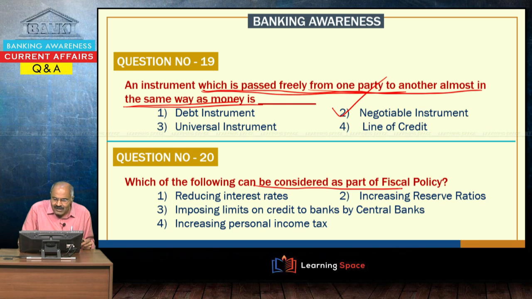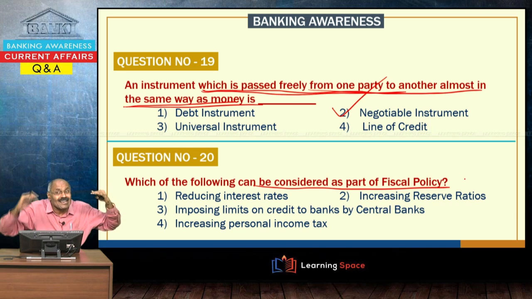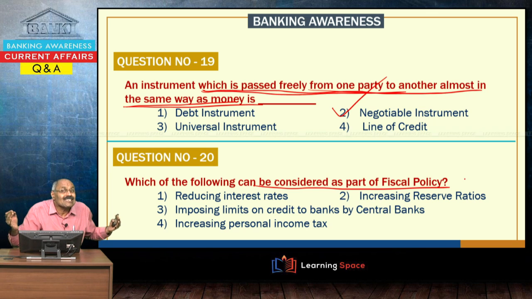Which of the following can be considered as part of fiscal policy? Here you should have a clear idea about monetary policy. Monetary policy is basically reducing or increasing the interest rate, or repo rate, and at the same time increasing or reducing CRR and SLR, and imposing limits on credit to banks by central banks. For example, you cannot issue more than 50% of gold value, if such restrictions are imposed. These are all part of monetary policy.